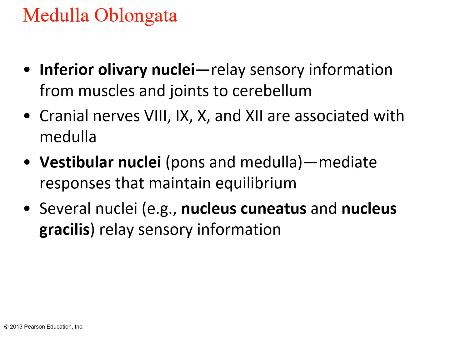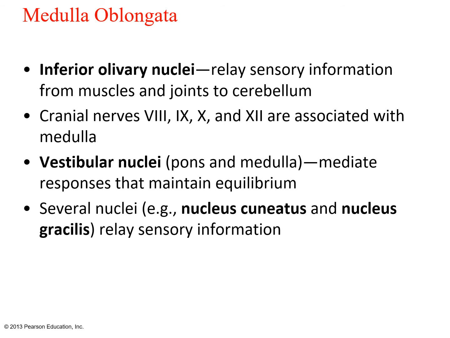The medulla oblongata also contains the olivary nuclei, and what these do is relay sensory information from muscles and joints to the cerebellum. So I mentioned earlier that the cerebellum is responsible for fine-tuning movements. Well, the cerebellum is not going to be able to fine-tune movements unless it's able to get sensory information on the position of muscles, joints, and tendons. And so basically what the olivary nuclei do is receive information from the muscles and the joints, so proprioception information, and relay it to the cerebellum.